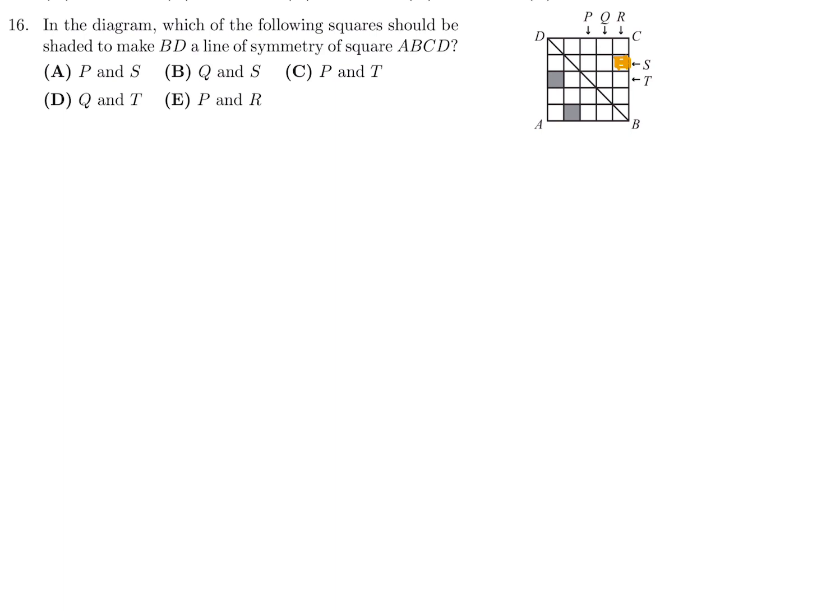And then this one here is 2 down from the line of symmetry, so I've got to go 2 across from that line of symmetry, so I've got to shade that one. And that would make BD a line of symmetry. So which ones did I circle or shade? P and S. So that would make number 16 A.